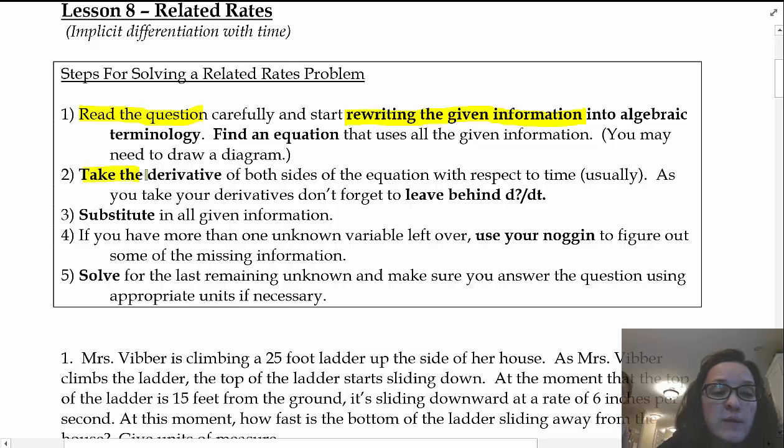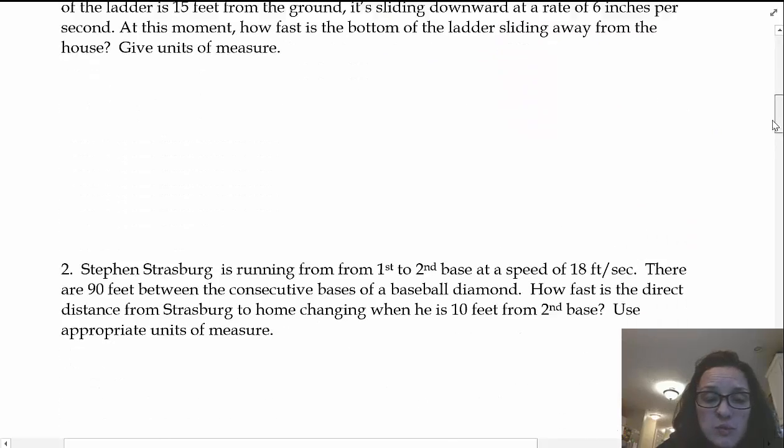The next thing you want to do is, once you have that equation, take the derivative of both sides and leave behind d something dt when you take that derivative, because now we're taking the derivative with respect to time, so we're really doing this implicitly. Substitute everything you have in. If you have more than one unknown variable left over, you've got to use your noggin to figure out what's missing. That's like the Pythagorean theorem, or maybe there's information you missed, or maybe something is zero that you didn't realize. And then last but not least, solve for what you're missing. So let's move ahead here.